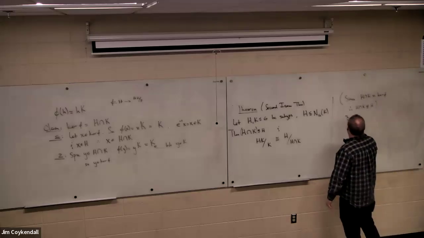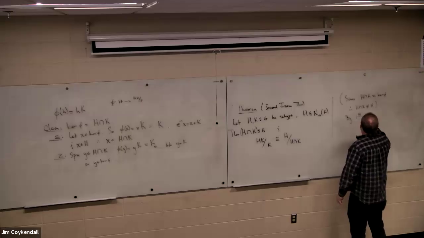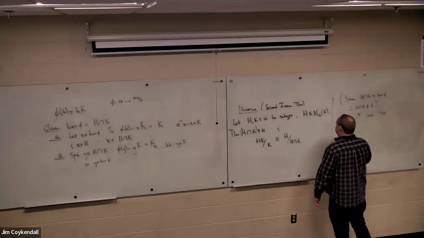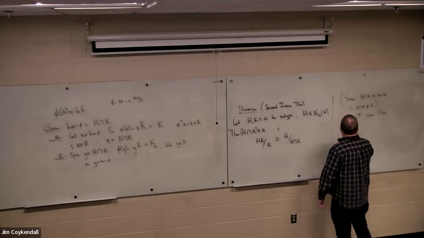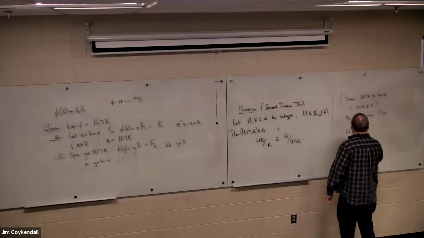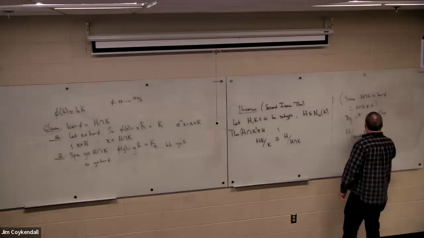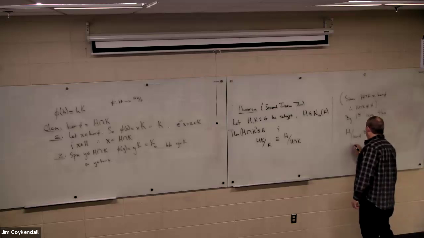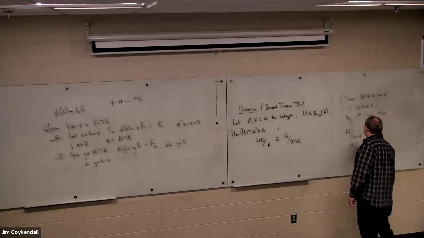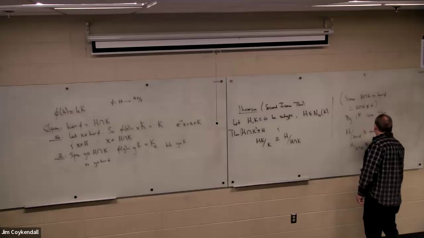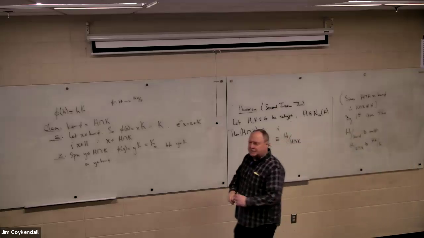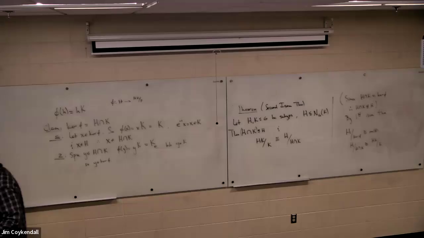By the first isomorphism theorem, H mod kernel of phi is isomorphic to the image of phi. But here, the kernel of phi is H intersect K, and the image of phi, since it was onto, was the whole shebang. Okay, any questions on that?